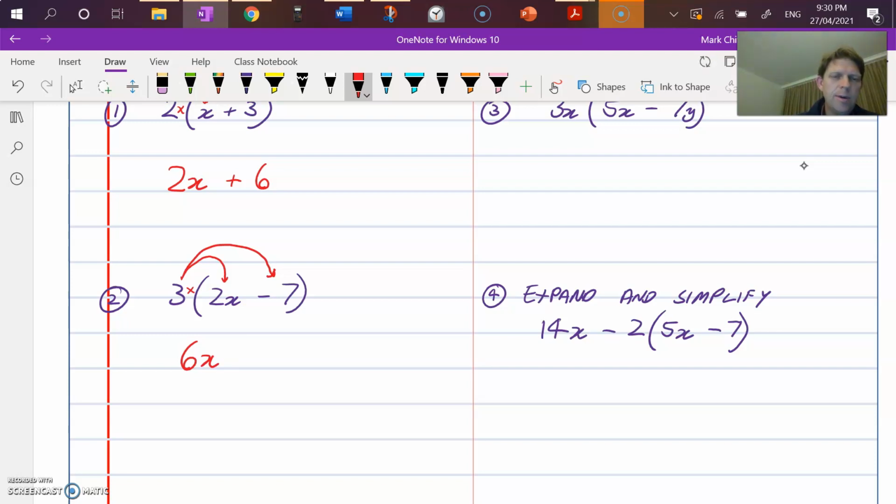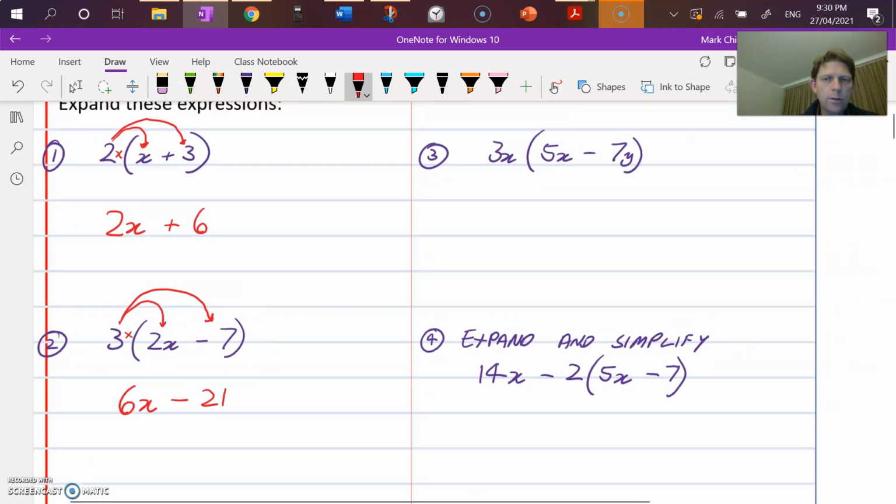So once again, just think about the numbers first. 3 times 7 is 21. And this 3 out the front is a positive. I know it's a positive because it has no symbol in front of it. Only negatives have to have the sign in front of them. Sometimes positives don't have to. So if I've got a positive times a negative, that means I'm going to get a negative. So my answer there is 6x minus 21.